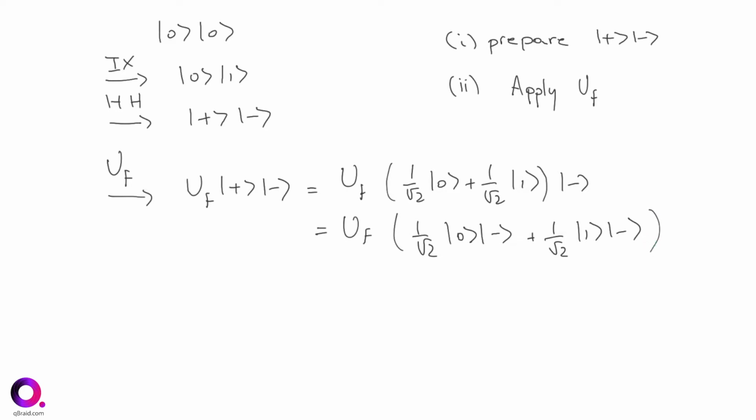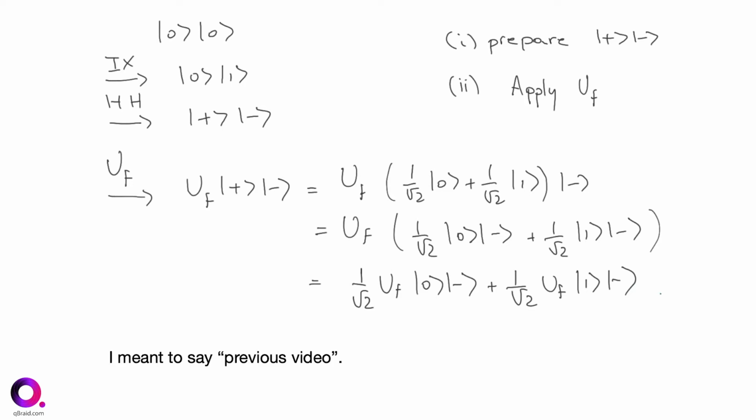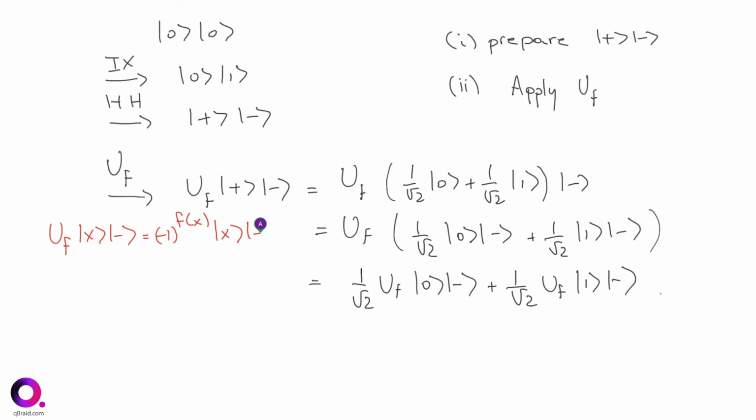And now by linearity of the action of UF, this is the same as 1 over square root of 2 UF ket0 ket minus plus 1 over square root of 2 UF ket1 ket minus. Now we have to remember what we showed earlier in the previous module. In particular, in the second approach, when we put the second qubit in superposition, what we showed was that UF applied to ket x ket minus is equal to minus 1 to the f of x ket x ket minus.